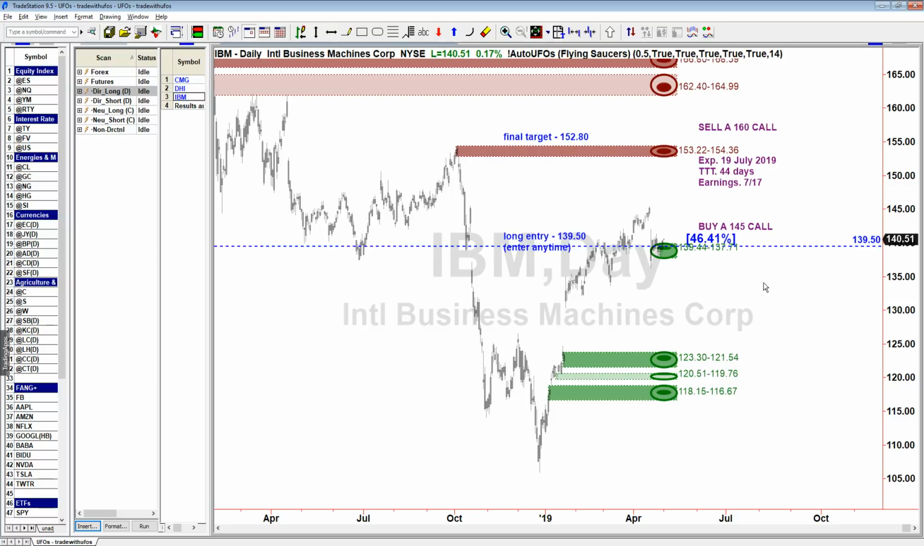And again, as I said, now you have two ways to execute this trade. Wait for price to come down, okay? And the moment IBM drops to 139.5, buy the spread, okay? And ride the move, and when it gets to your target, sell the spread and you made a profit, okay?